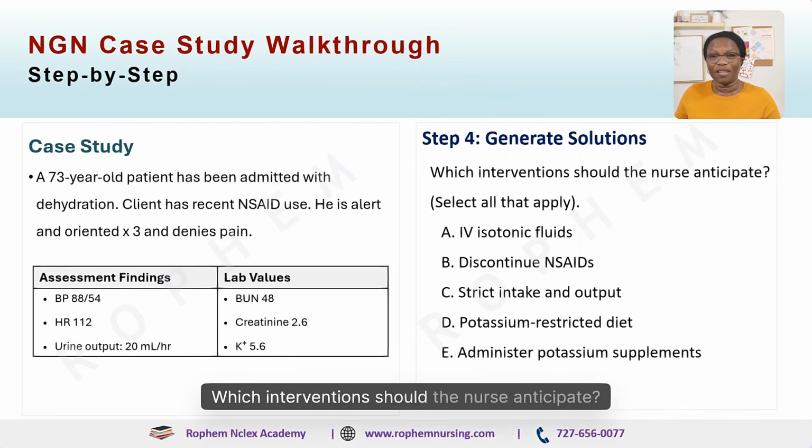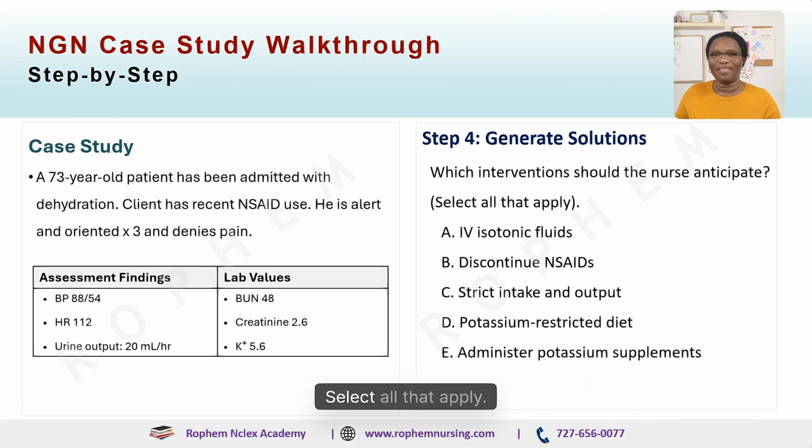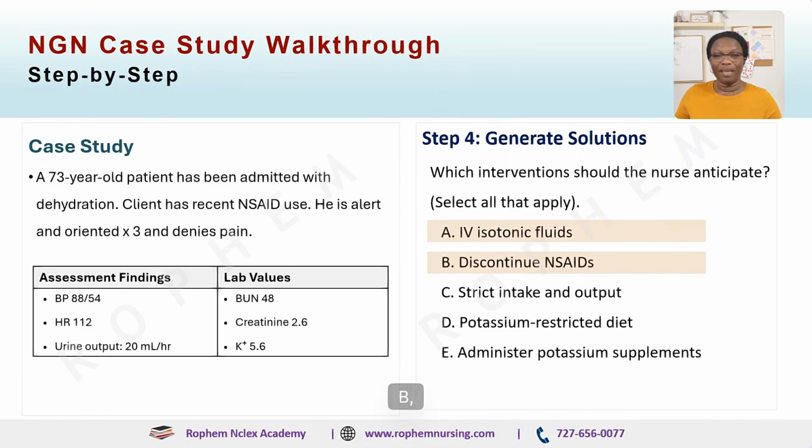Which interventions should the nurse anticipate? Select all that apply. Answer choice A, IV isotonic fluids. B, discontinue NSAIDs. C, strict intake and output. D, potassium restricted diet. And E, administer potassium supplements. Which of them are your choices? Correct answers are A, B, C, and D.